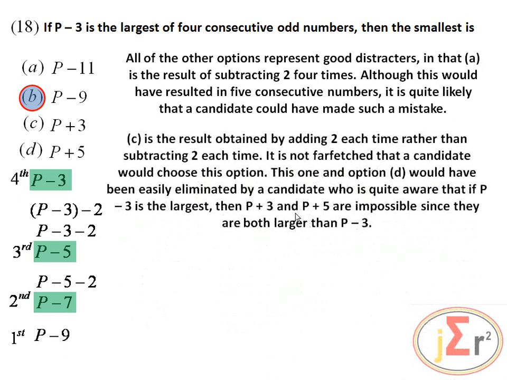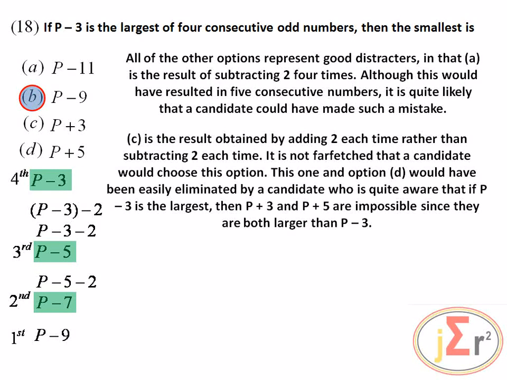C is the result obtained by adding 2 each time rather than subtracting 2 each time. It is not far-fetched that a candidate would choose this option. This one and the option D would have been easily eliminated by a candidate who is quite aware that if p minus 3 is the largest, then p plus 3 and p plus 5 are impossible, since they are both larger than p minus 3.